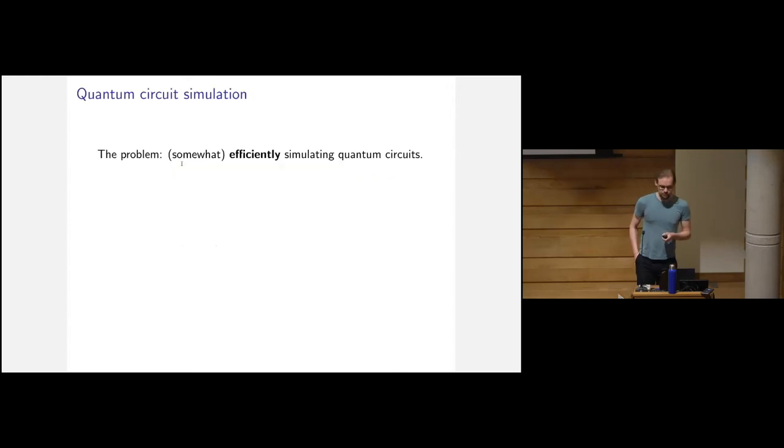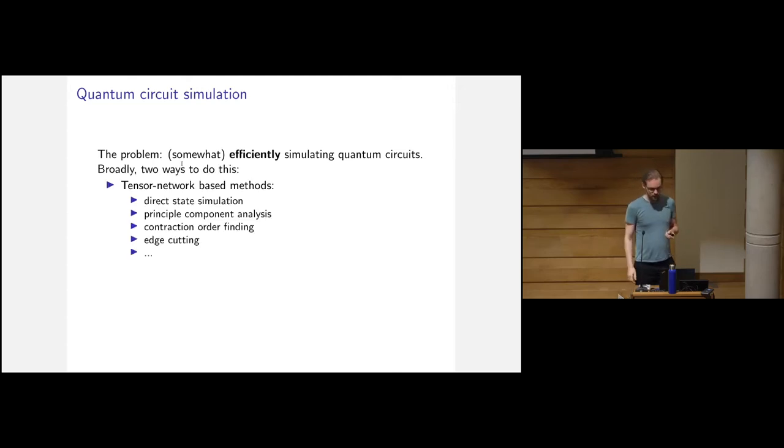So the problem we're trying to solve is to do somewhat efficient simulation of quantum circuits, right? Only somewhat, because of course we don't expect this to be entirely efficient, we just want to be able to do it as efficiently as possible. Broadly, I would say there are two classes of ways to do this. There are the tensor network-based methods, and these include just direct state simulation, and then any kind of tensor network contraction methods like principal component analysis, contraction order finding, edge cutting. There's a whole zoo of techniques you can use here. But broadly, they all scale exponentially in number of qubits.